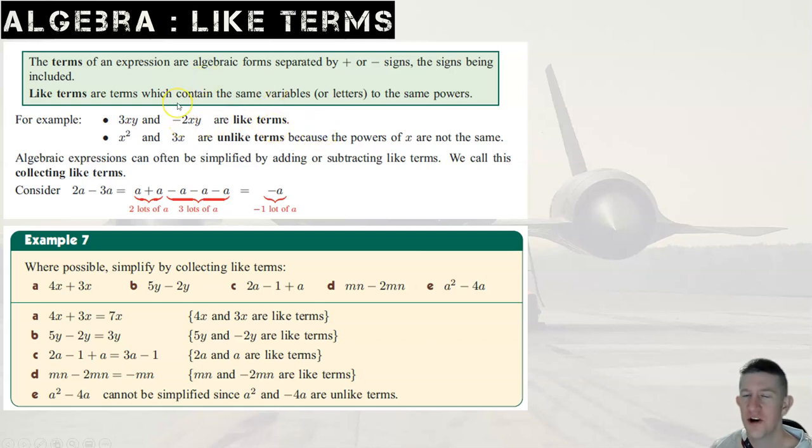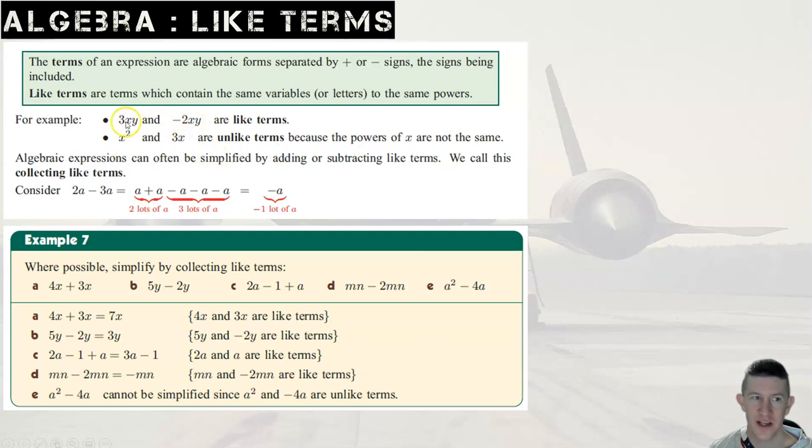When we talk about a like term, we're talking about something that has the same variables or the same letters to the same powers. So in this case, for example, 3 times x times y and minus 2 times x times y are like terms because they're both xy's. So the unknown variable is xy. The numbers in front, which we call the coefficients, are different. But that doesn't matter because I can just add and subtract these now.